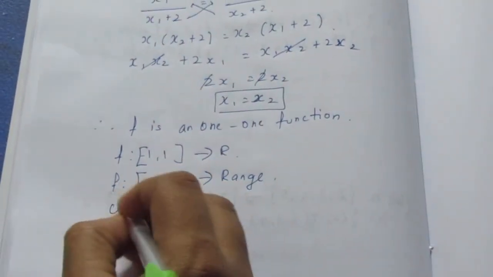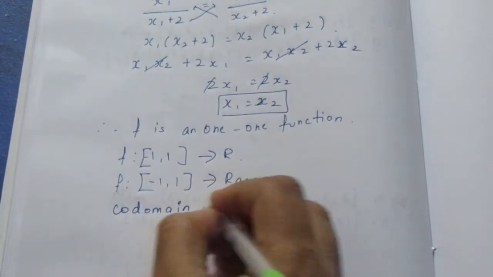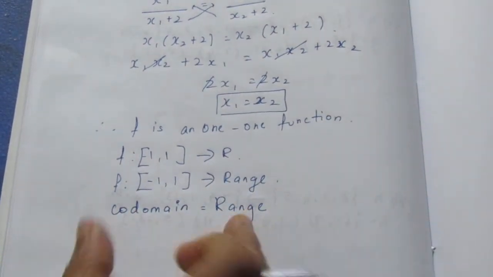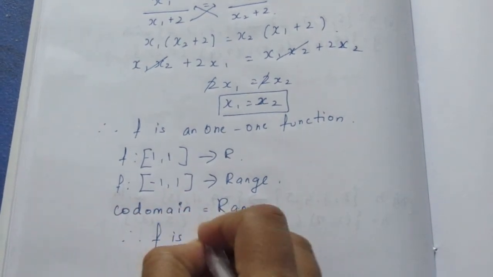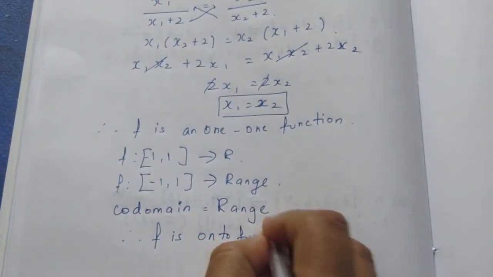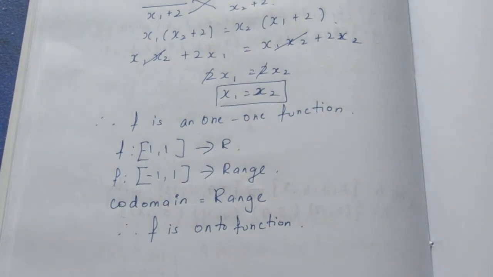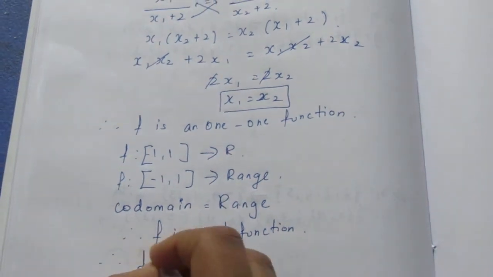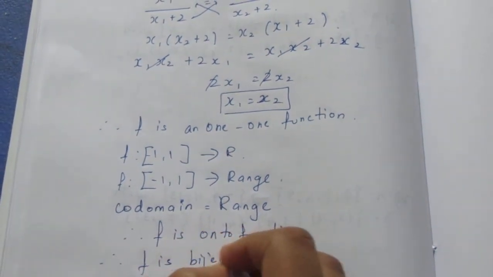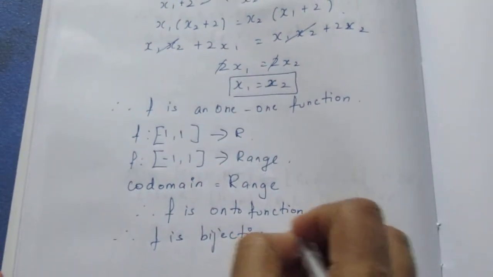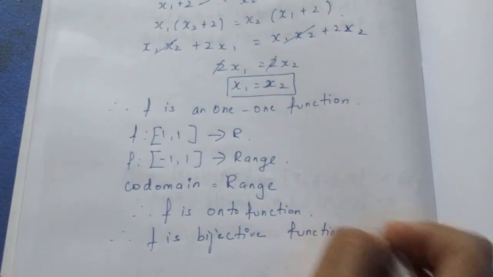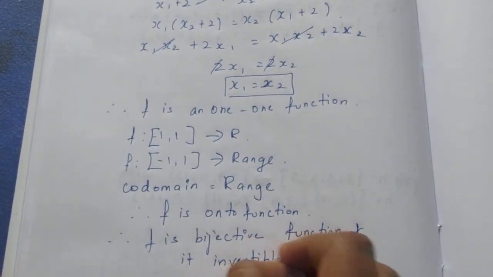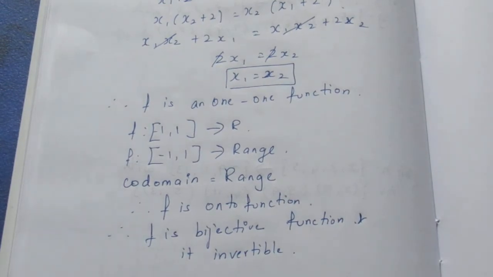So codomain is equal to range means that f is an onto function. If it is both 1 to 1 and onto function, that means the inverse exists. Therefore f is a bijective function. Bijective function, and it is invertible. Invertible means we are able to find the inverse. Now let us start with the inverse.